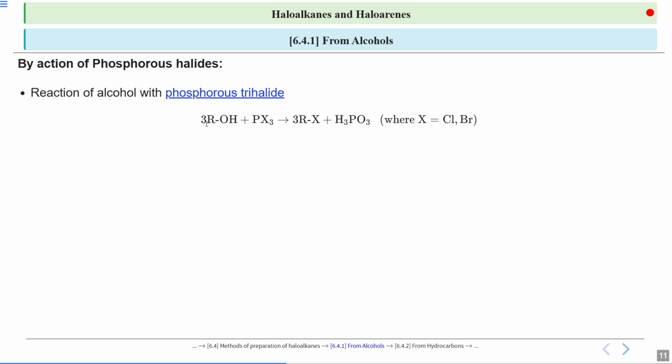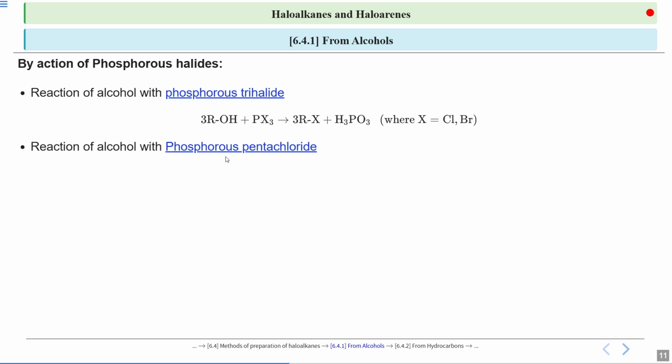So when you react 3 molecules of alcohol with phosphorus trihalide, you will get 3 molecules of alkyl halide and a side product, H3PO3. Here X is chloride or bromide.